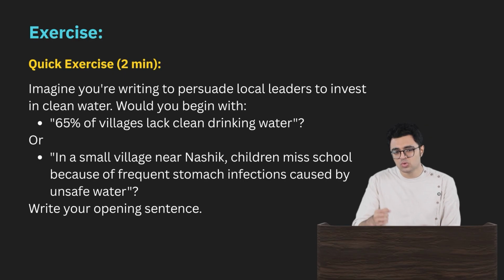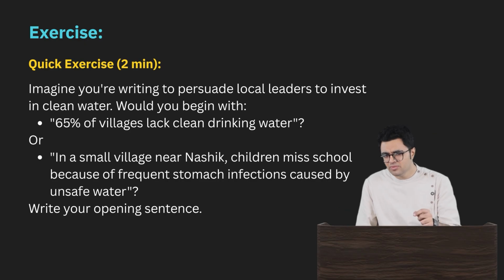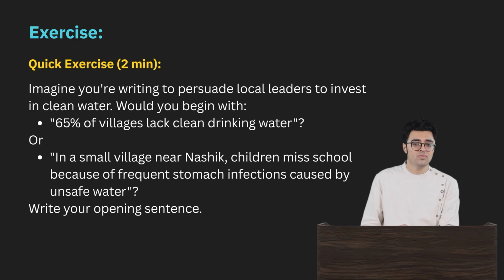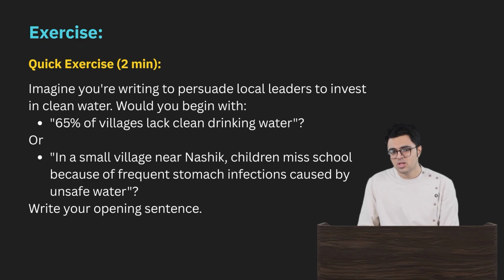Imagine that you are writing to persuade local readers to invest in clean water. Would you begin with this line? 65% of villages lack clean drinking water? Or would you begin with this line? In a small village near Nashik, children miss school because of frequent stomach infections caused by unsafe water. Based on these two options, choose the story that works for you better. Think about why, and then write the first line that will hook the readers and make them care about the data.